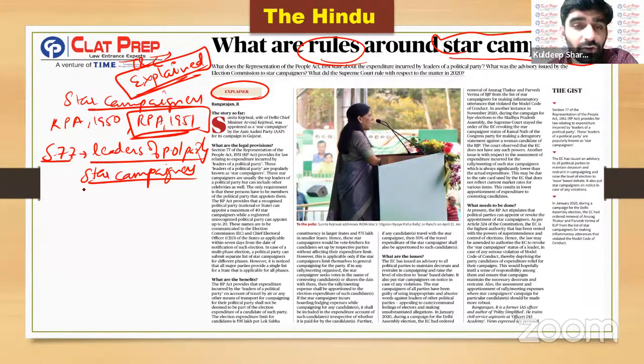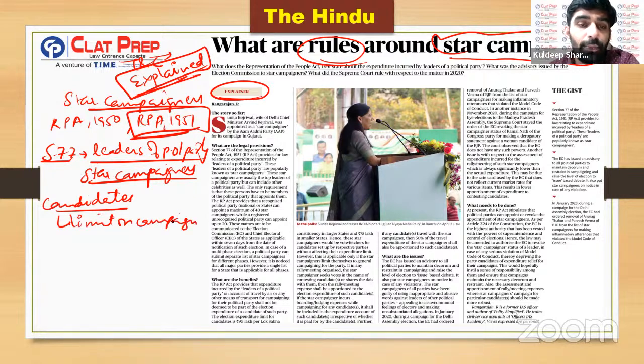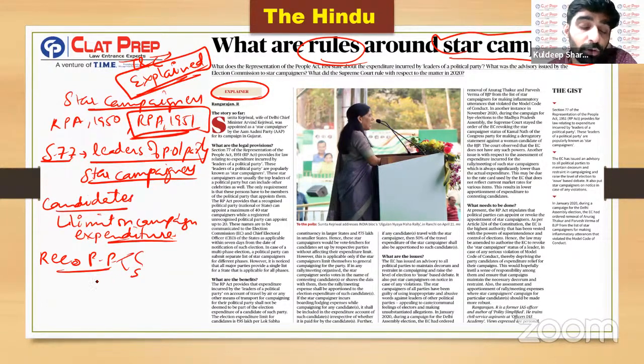And what are star campaigners? If you may know, जो आपके candidates होते हैं, candidates who are fighting elections, there is a limit on campaign expenditure. उनका जो campaign का cost होता है, उस पे एक expenditure limit होता है. However, जो आपकी recognized political parties होती हैं, political parties recognized by the Election Commission of India, both at the center and state level, उनको एक ये added benefit होता है कि they can nominate up to 40 star campaigners.